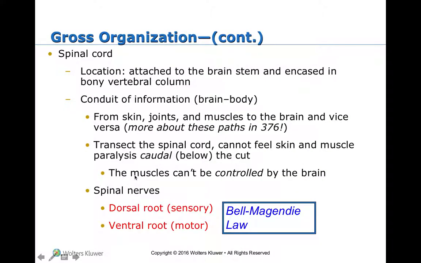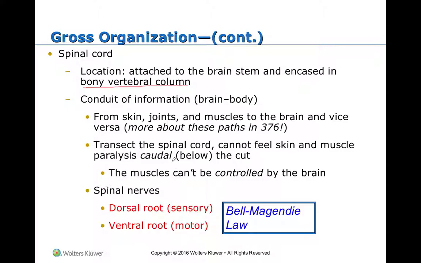Now, the spinal cord is attached to the brainstem and encased in the bony vertebral column, and it's a conduit of brain-body information. So you have information from skin, joints, and muscles that will go to the brain, and then information from the brain that will then go to joints, muscles, and skin. And you'll learn a lot about these pathways in the next part of the class, which is Psych 376, Brain and Behavior, where you start off with the interactions of the nervous system and the muscle system.